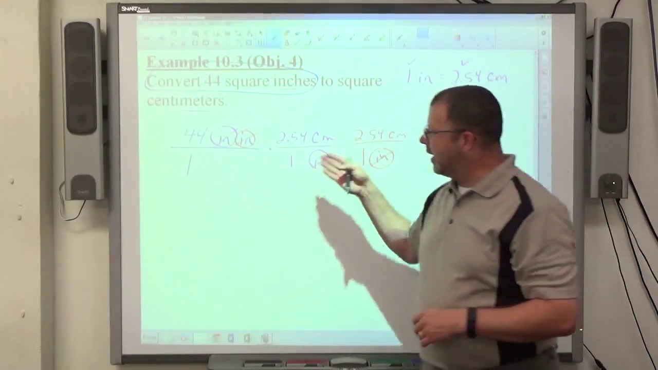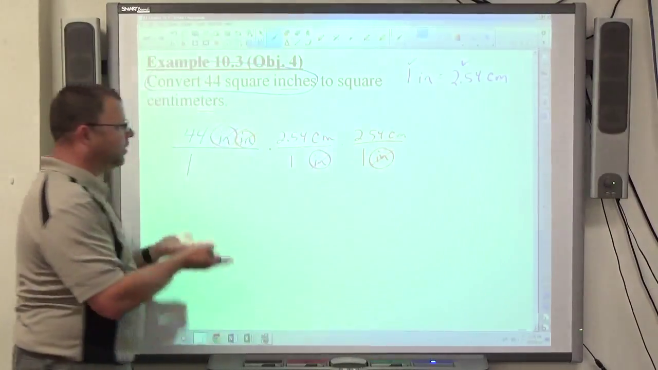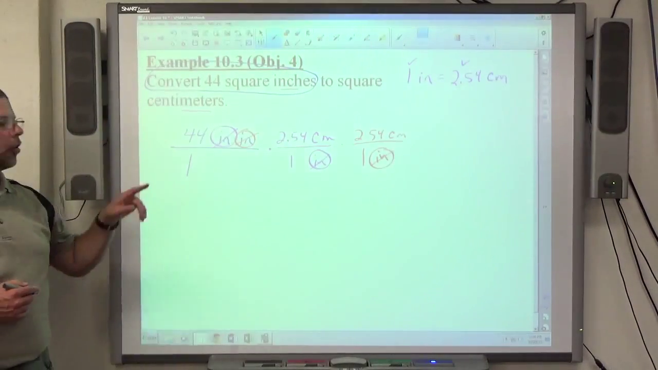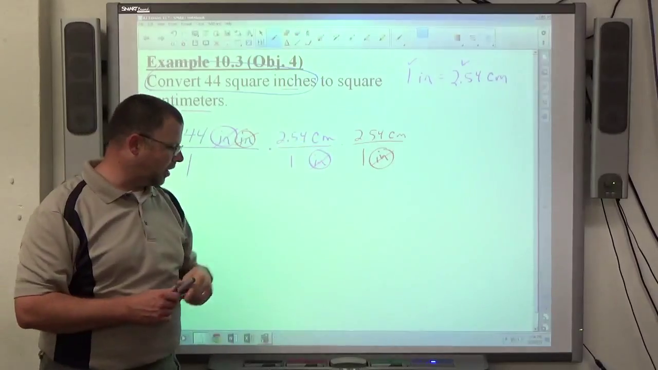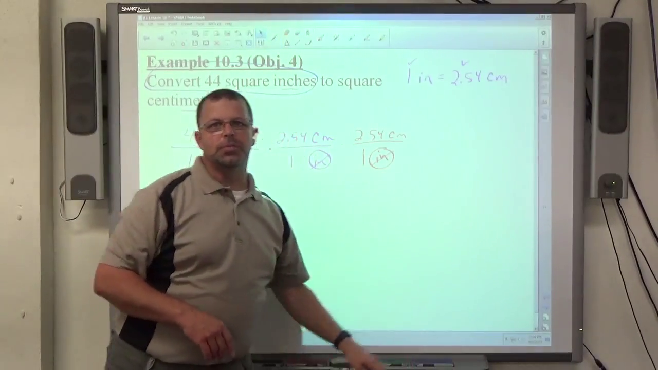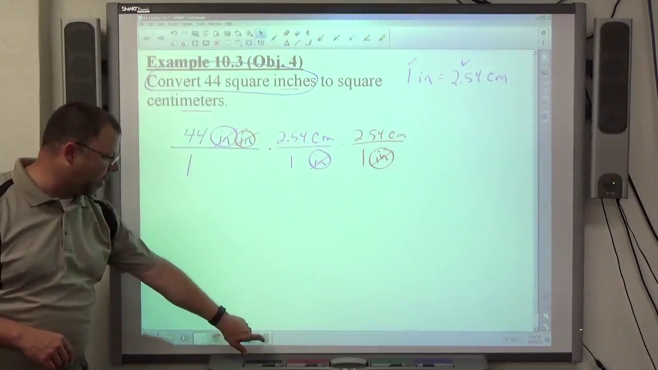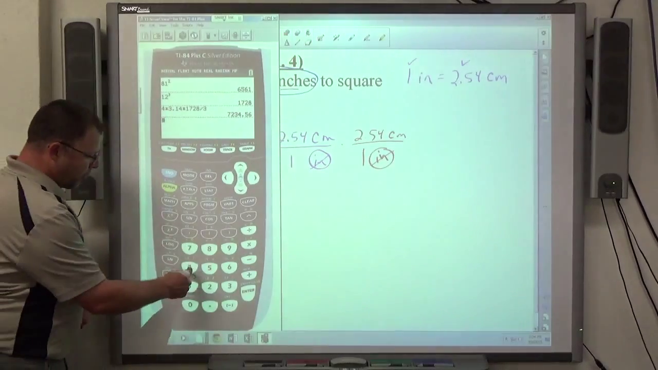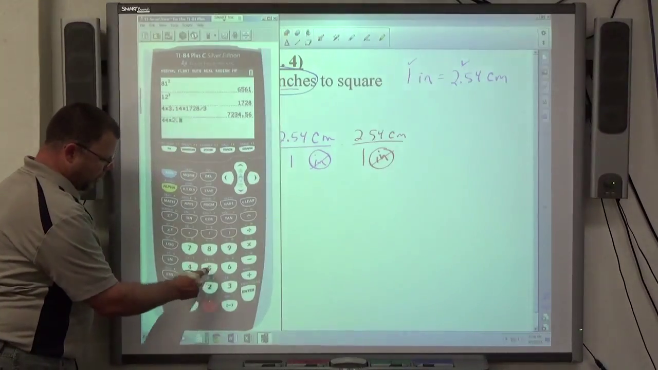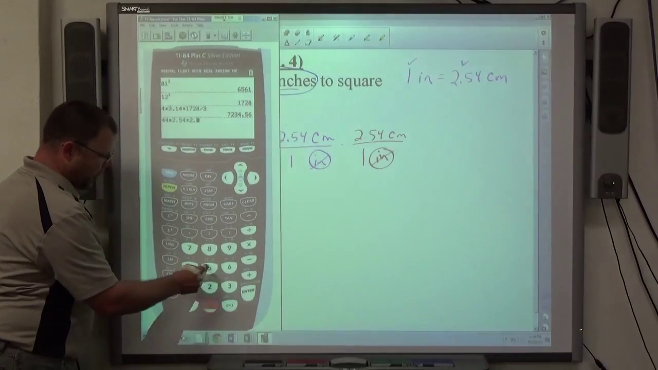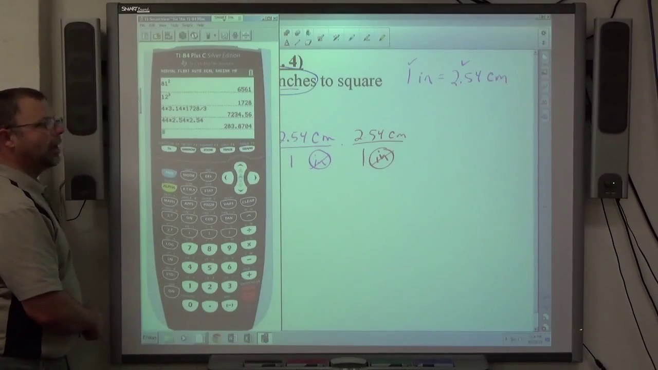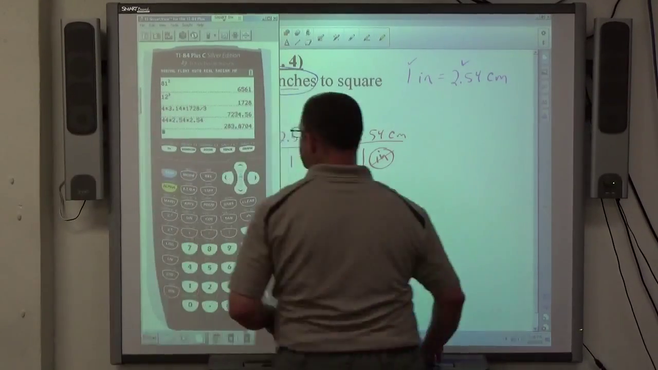And what we're looking at here is 3 things. Everything's in the numerator, so to get the answer, I simply multiply this times this times this. The numbers get extremely small and extremely large, so please use a calculator for these problems. 44 times 2.54 times 2.54 equals 283.8704.